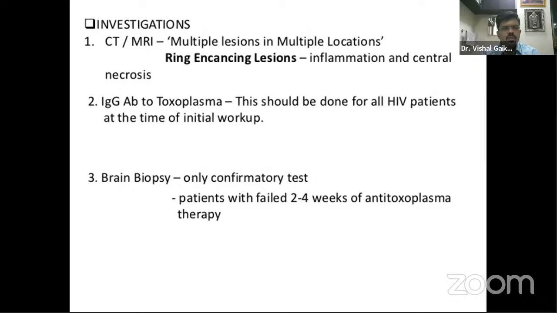The diagnosis or the confirmation could be done by the presence of IgG antibody to the toxoplasma. So basically, the crux is, if there is any ring enhancing lesion in HIV, you treat the patient as toxoplasma for 2 to 3 weeks, and if it is not, then you can go for brain biopsy. So go for MRI, multiple lesions, then go for IgG antibody to the toxoplasma. If it is positive, well and good. Start with the treatment of toxoplasma. If the patient improves within 2 to 3 weeks, good. If not, go for brain biopsy. Brain biopsy is the ultimate confirmatory test.